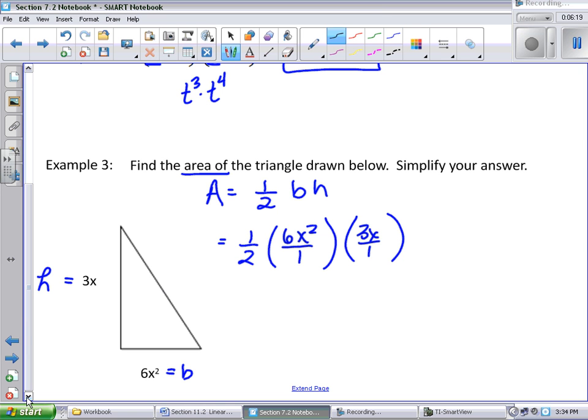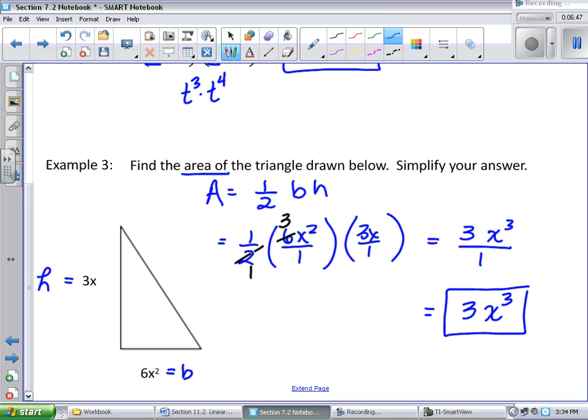First off, I can reduce my fractions. 2 goes into 2 once, 2 goes into 6 3 times. And if I multiply my numerators together, I'm going to do the numeric part first. 3 times 1 times 3 is 3. X squared times x is x cubed. And if we look in the denominator, 1 times 1 times 1 is 1. 3x cubed is the area of that triangle.